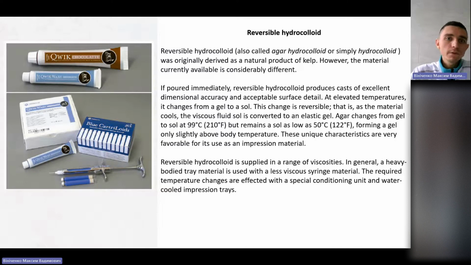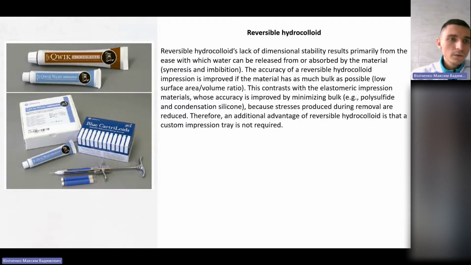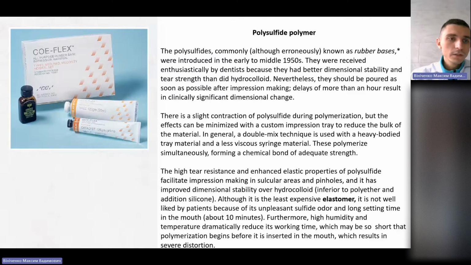Such materials as reversible hydrocolloid. Honestly, we do not use them in Ukraine. We don't have these reversible hydrocolloid materials, but in America they use them. I don't know if you use this in Morocco. No, you don't have these reversible hydrocolloid materials. But in America, it is very popular to use them.